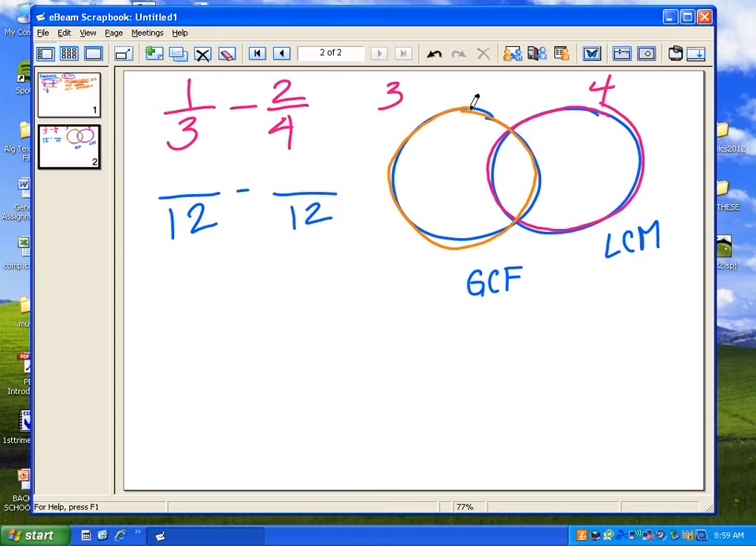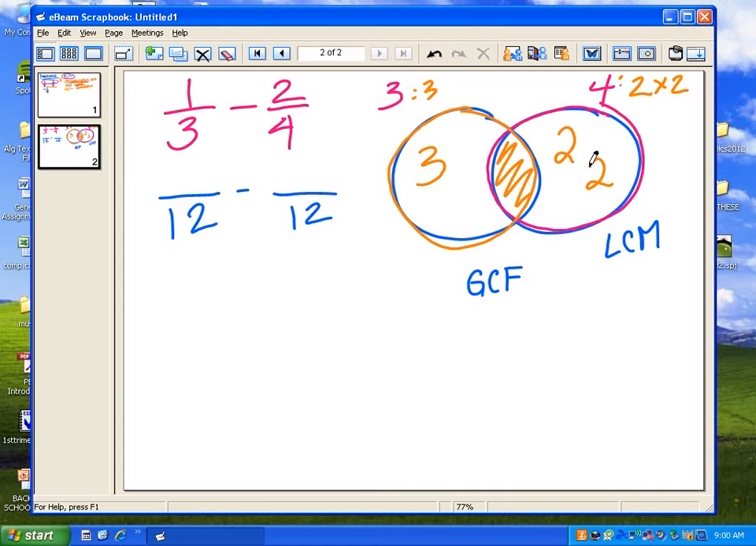Yes? Okay. So, 3 as a prime is what? 3 times 1, which means that 4 as a prime is? 2 times 2. Okay? So if they had something in common, you would put the common piece in the common area of the Venn diagram, this section here. But they don't have anything in common. The 3 has a 3, so it goes in its circle. And the 4 has a 2 times a 2, so both the 2's go in its circle.